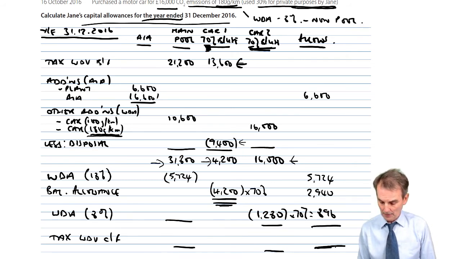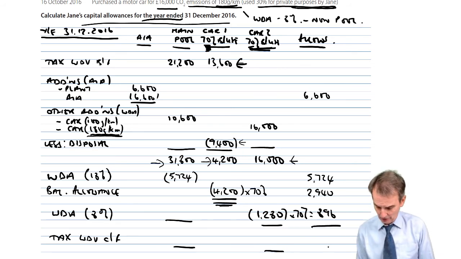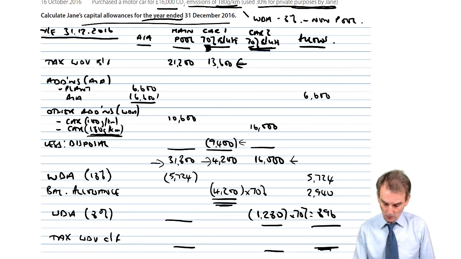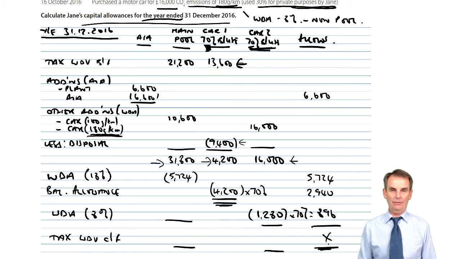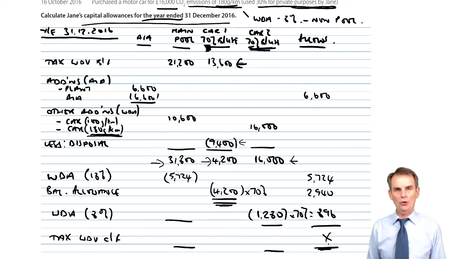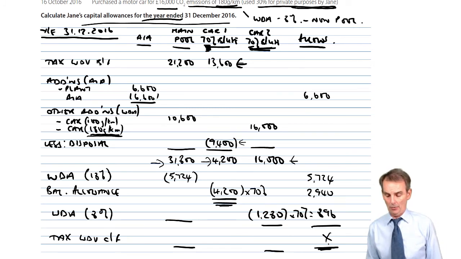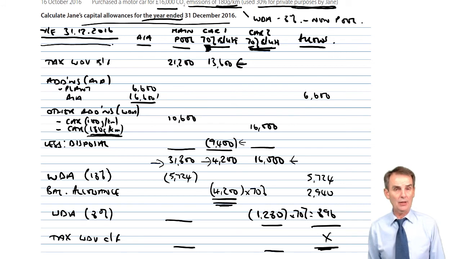What, of course, would be more important, and you need to do in your answer, is to calculate what this total of allowances comes to. Add down, get that figure. That is then the figure that you would use to deduct from to reduce the adjusted trading profit for Jane's business for the year ended December 16 in calculating her tax-adjusted trading profit.